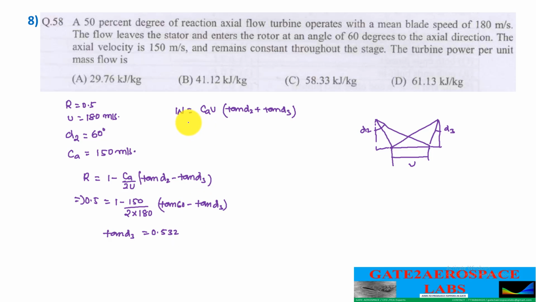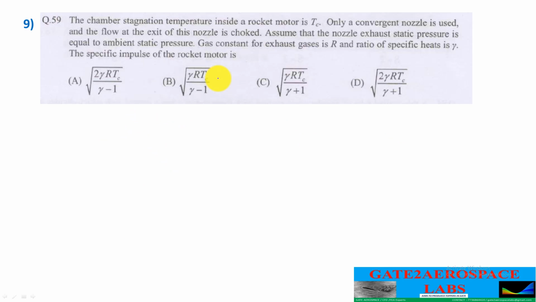Now in this expression, we will put the corresponding values. 150 into U is 180. We know the value of tan alpha 2 is tan 60 plus this 0.532. This will come out to be 61129.4, which is equivalent to 61.13. So this will be our answer, in kilojoule per kg. Fine. Now we'll see the next question.